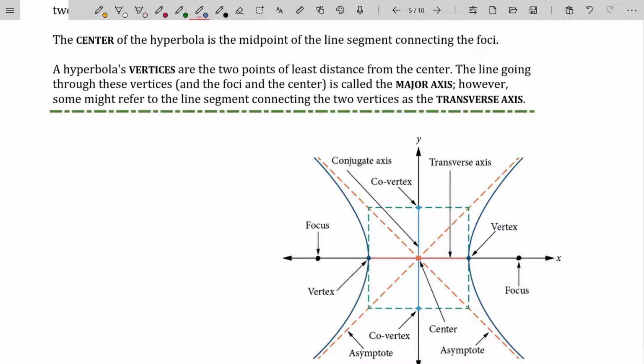However, most people will not call that the major axis. Unfortunately, they're going to call the line segment connecting the two vertices the transverse axis. I will often just call it the major axis.